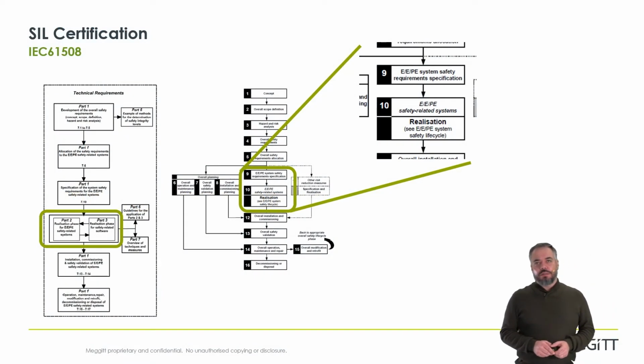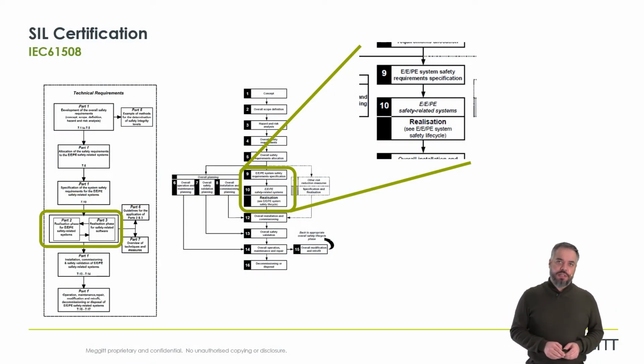Let's take a look now into the functional safety assessment and certification process. We will focus our attention on phases 9 and 10 of the safety life cycle. These phases are related with the specification and realization of safety-related systems or elements that you will use to construct your safety instrumented system.